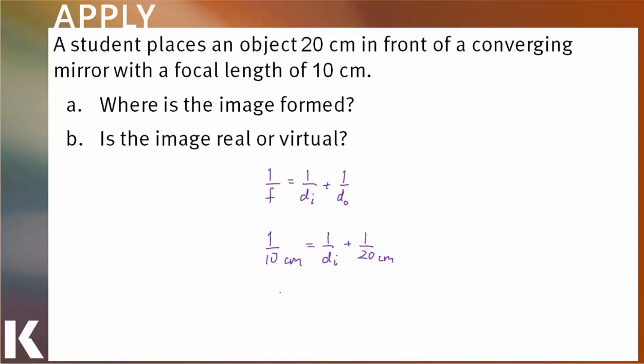So we need a common denominator. That's going to get us 2 over 20. We'll subtract 1 over 20, and that's going to calculate 1 over the image's distance. So we're left with 1 over 20 is equal to 1 over the image distance. So lastly, to find the actual distance where our image is formed, we just do the reciprocal of that. So our image's distance is going to be 20 centimeters from the mirror. Now to determine if it's real or virtual, all you have to do is look at the sign. This is a positive 20, which means it's going to be real.